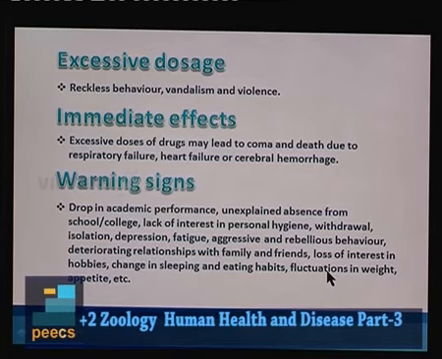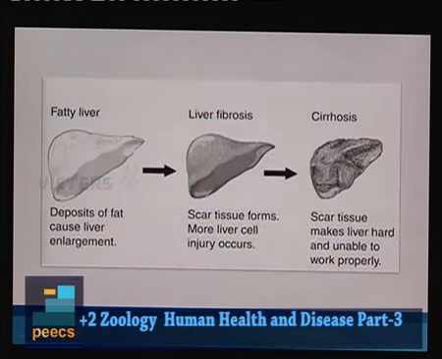So, if you are aware of warning signs, a teacher, a good friend or a family member, they are all responsible or they can detect whether a person is affected by drug abuse or alcohol abuse.